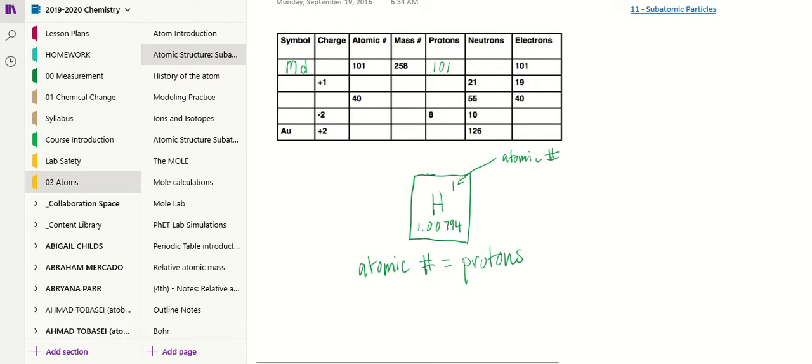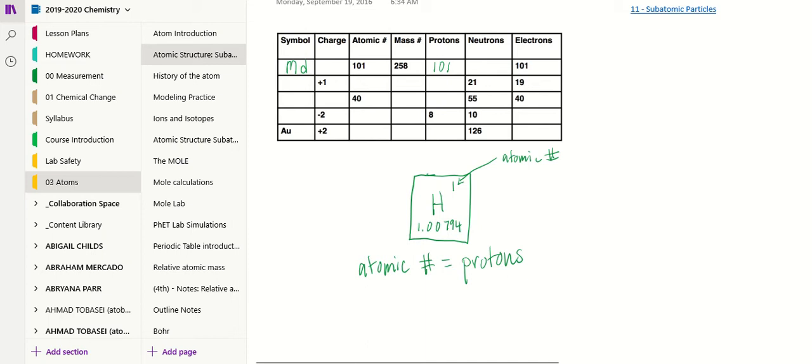What makes up the mass number of an atom? Or where can I find that mass number on the periodic table? Anybody want to show me? The bottom? That was a trick question. The mass number is not on the periodic table. The average atomic mass is on the periodic table. The mass number is not.